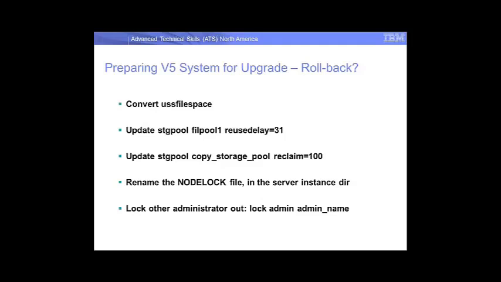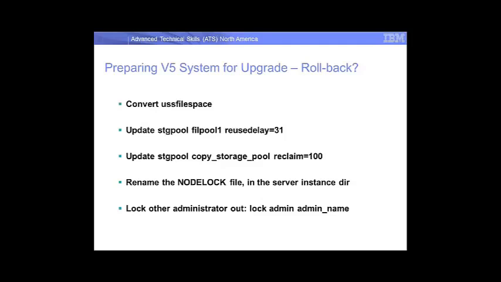The first thing is to run this admin command, convert USS file space. This is for the old z-series machines on version 5 where they have the Unix System Services file spaces. You need to run that if it's possible that you may have some of those file spaces. This is important to be able to go back if something fails.